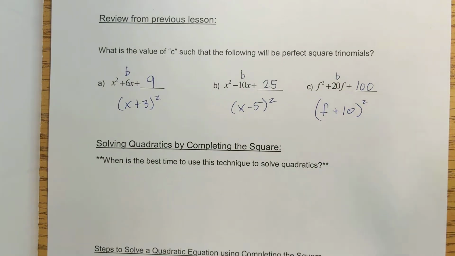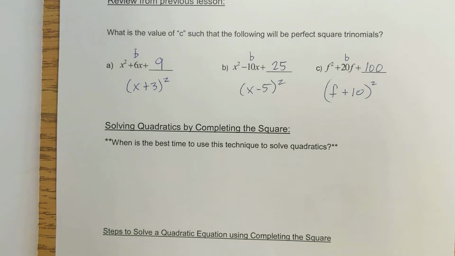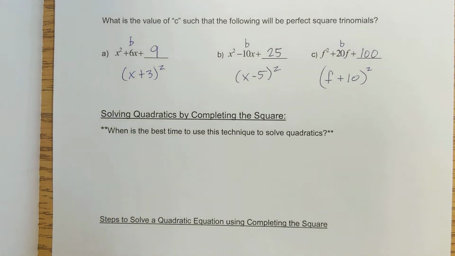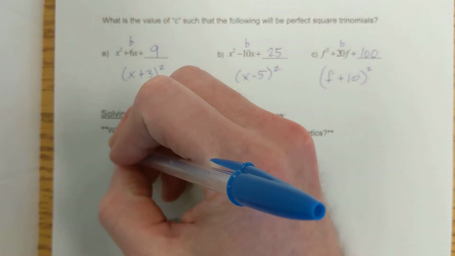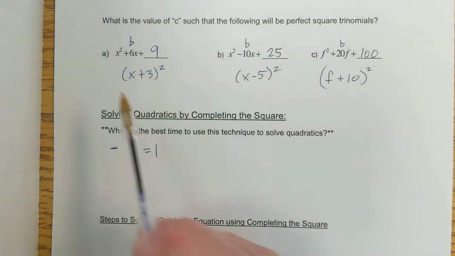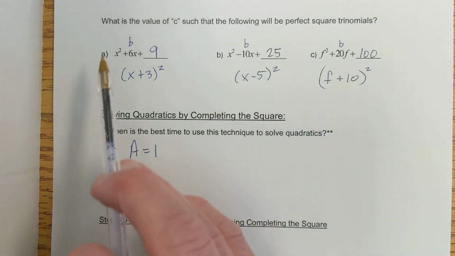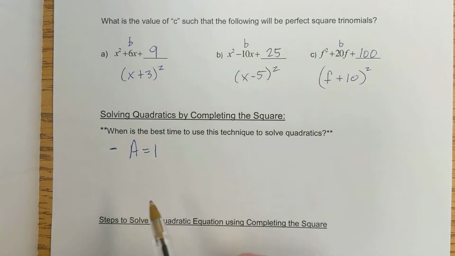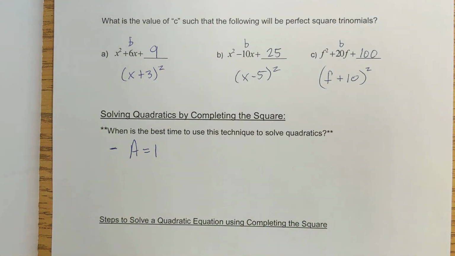All right, so next we're going to look at when to use solving quadratics by completing the square. When is the best time to use this technique? First of all, the first main thing is that we want to use it when a is equal to 1. You'll notice on all three of these examples up here, a was 1. There's nothing out front of the x squared or the variable squared. It's just a 1 right there.